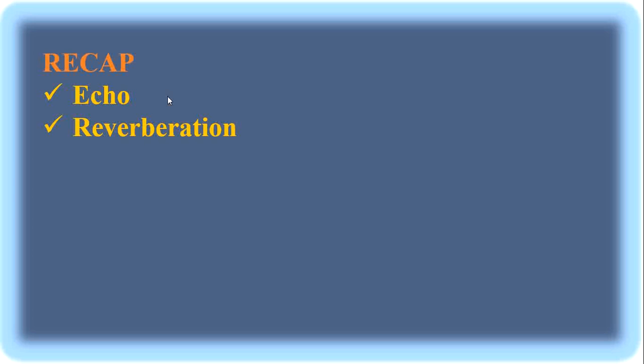Reverberation. What is called reverberation? A sound created in a big hall will persist by repeated reflection from the walls until it is reduced to a value where it is no longer audible. This repeated reflection that results in this persistence of sound is called reverberation.